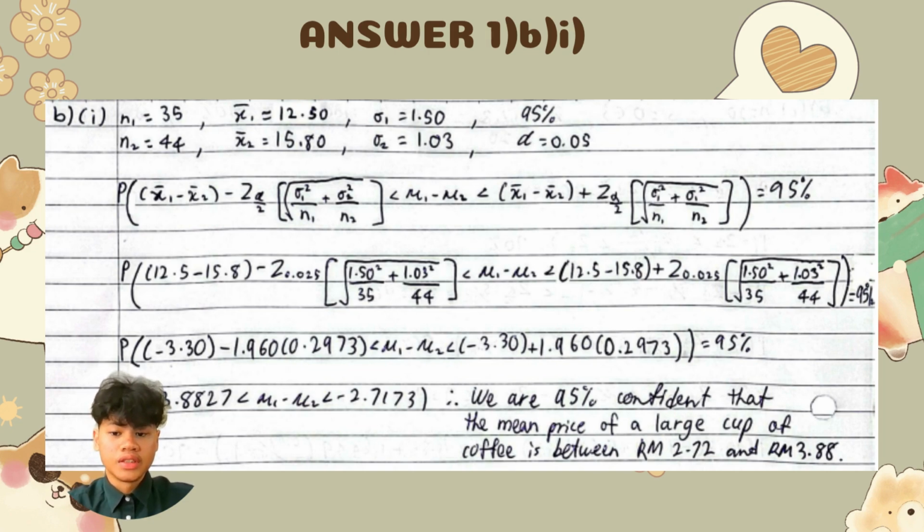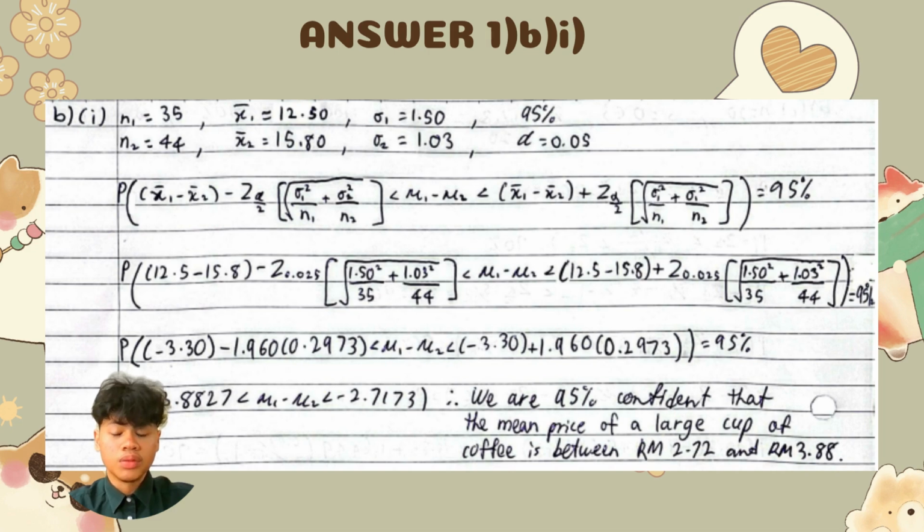Since n is more than 30, standard deviation and x bar are given. Therefore, we use the formula for interval estimation for the difference between two population means with standard deviation unknown and large sample. 1 minus alpha is 0.95, which means we know that alpha is 0.05. When we divide it by 2, we get 0.025. Now, we substitute the x bar with the given values. We then look at the table for alpha 0.025, which is 1.96.